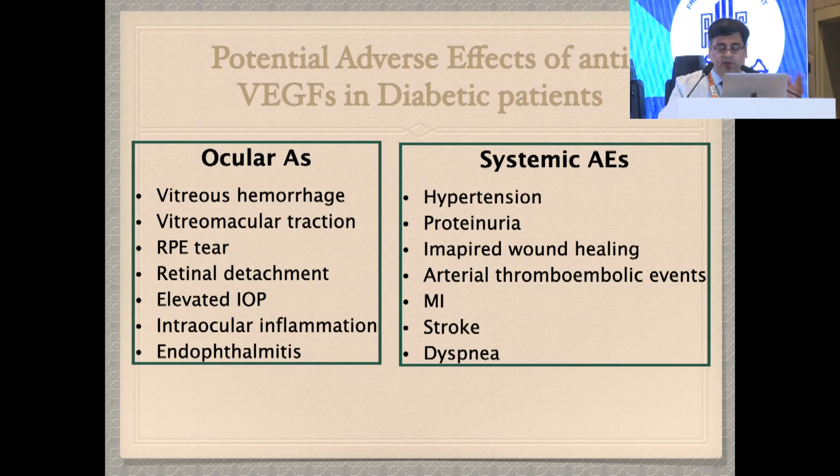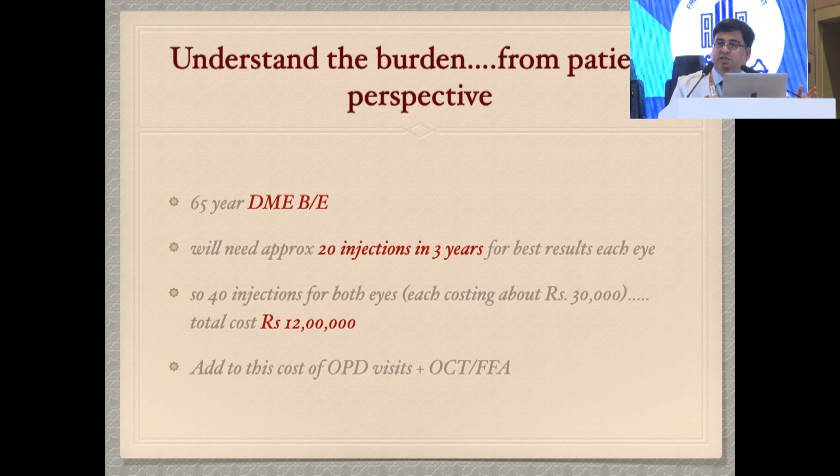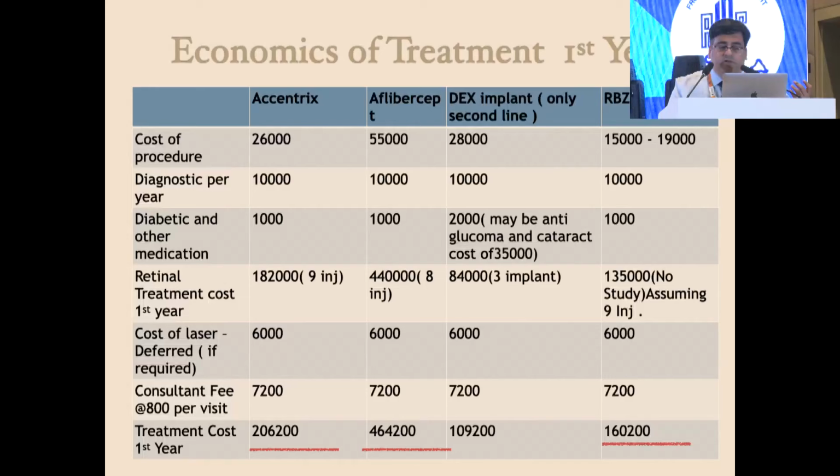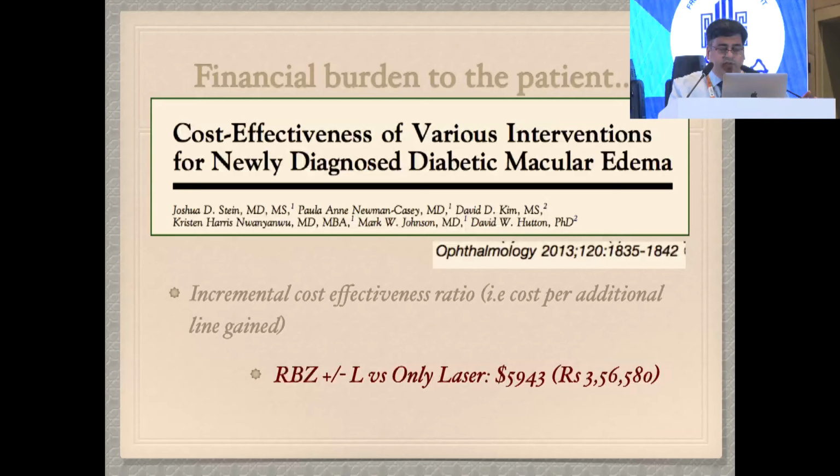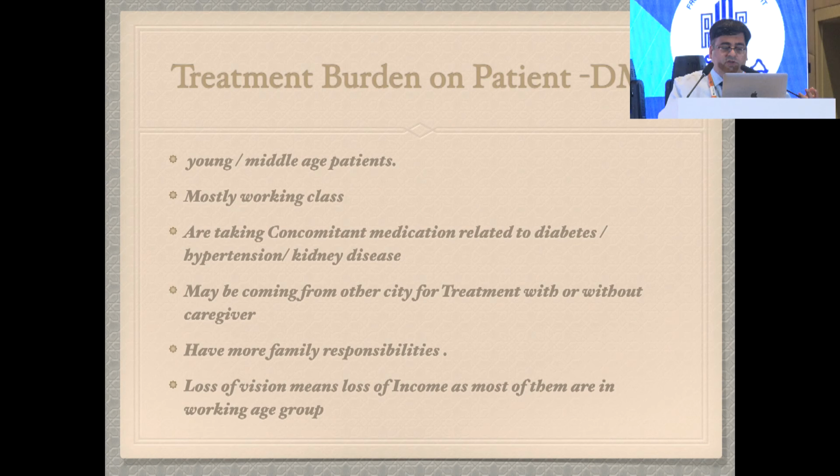For the patient, imagine a 65-year-old diabetic who is taking almost 20 injections in 3 years. He's spending 12 lakh out of his pocket, and add to it OCT, FFA, and visit costs. So it's a burden. Whether you work with ranibizumab, aflibercept, bevacizumab, or a biosimilar, there's nowhere a kind of easy option for a patient. Even for a doctor, it is not easy.